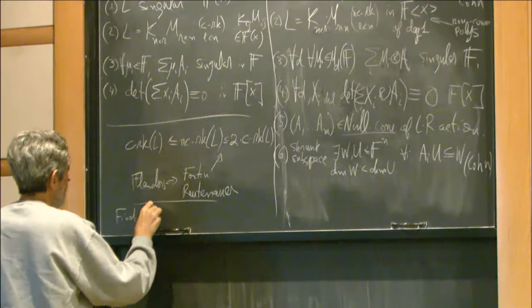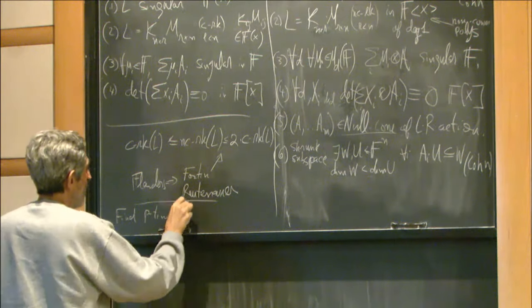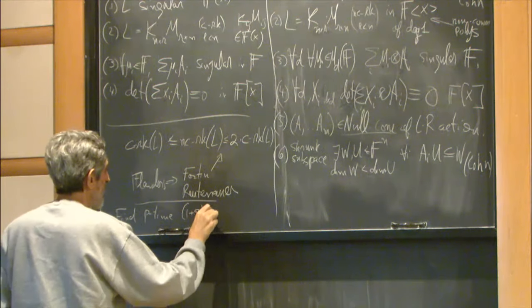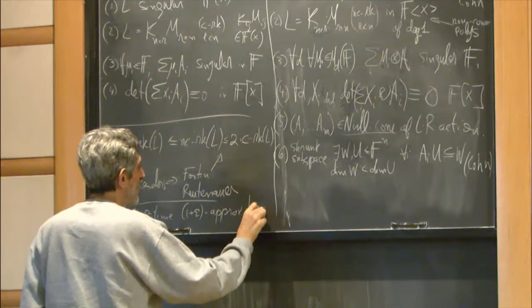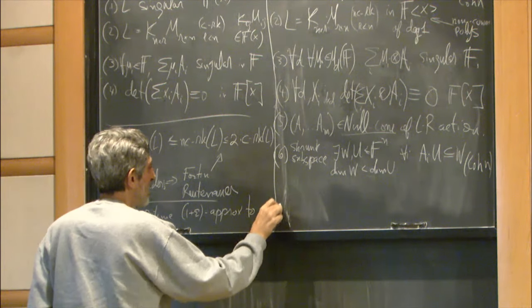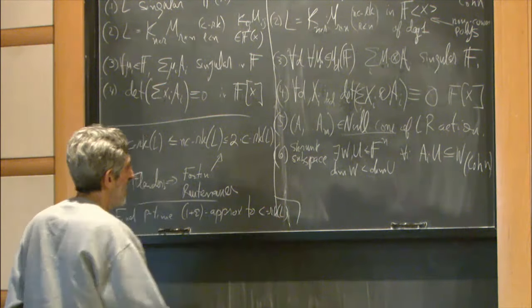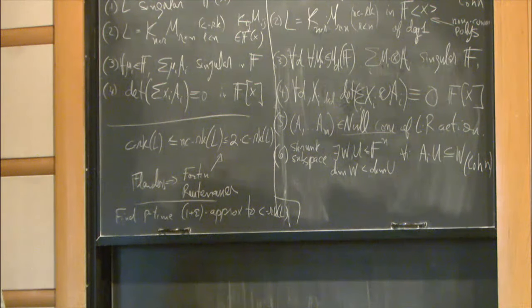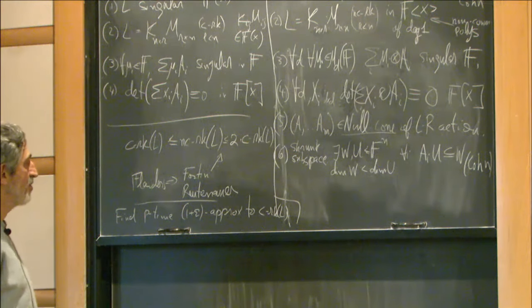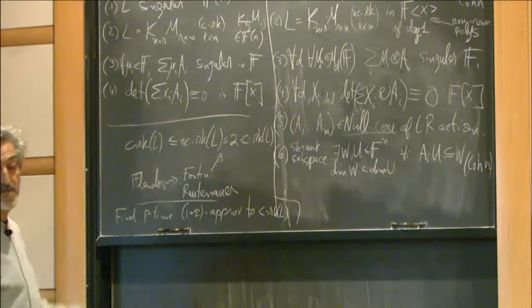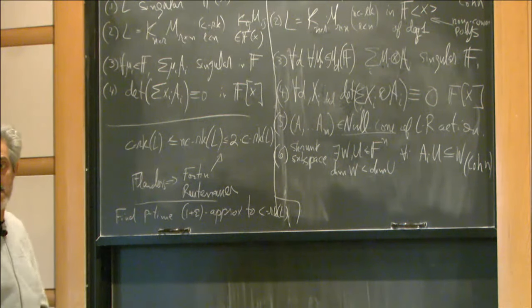Find a polynomial time 1 plus epsilon approximation to the commutative rank. You can do 2, improve it. So that's a very different angle on the polynomial identity testing question. You're not trying to do it for things that are easily computable. You are trying to do something else.